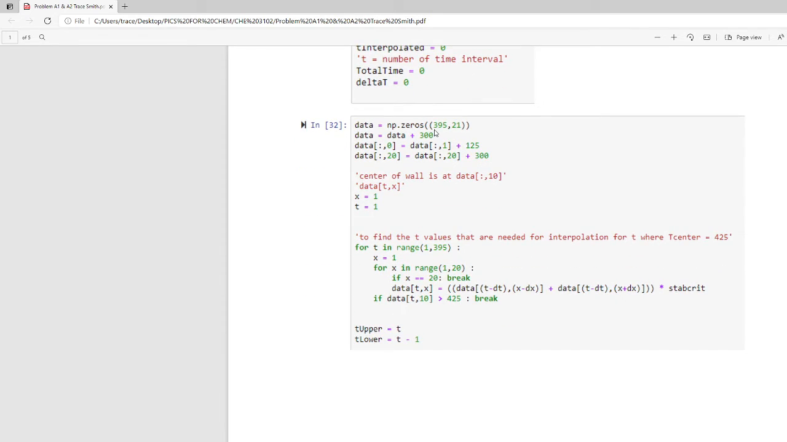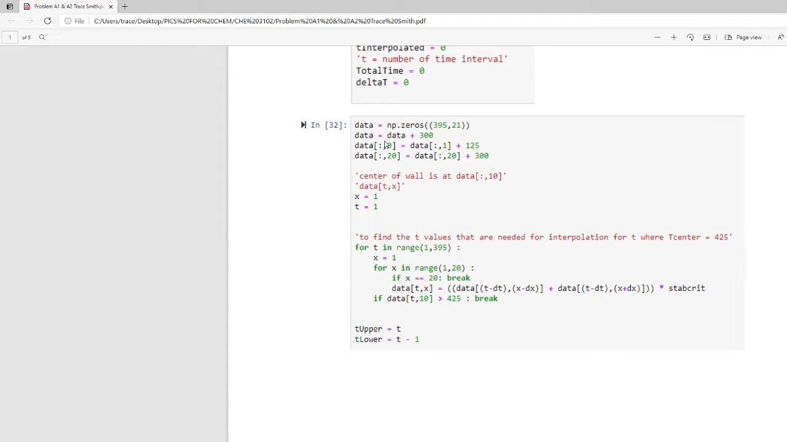I started off by creating an array of 21 across, going from the left part of the wall to the right part of the wall, and 10 would be the middle. And that was my goal for the array. I just made a bunch of zeros at first because I don't know too much about Python, and then thought I would edit those zeros. So I took the entire array and added 300, so everything would be at 300 instead of everything being at 0.